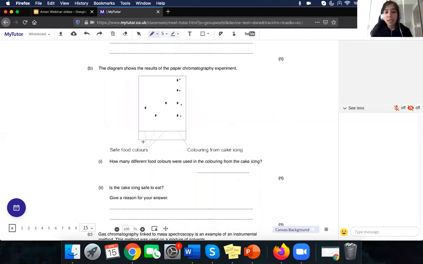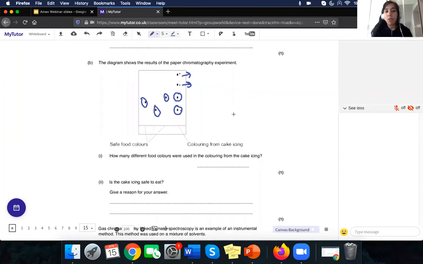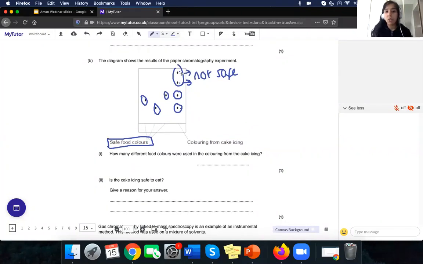All right, so it says that the safe food colours are this one, and this one. If we look at our chromatogram, we can see that it's got one of the safe food colourings, it's got the second safe food colouring, but the third and fourth food colorings are not one of the safe ones. So what that means is that actually it's not safe to eat. Well done for everyone that said no. For the people that said yes, just remember to look at the chromatogram and have a look at what it's saying. It says these are the safe food colors, so these two over here are not safe. They're not one of the safe ones, so we have to say no. The reason is that it's got two colorings in it that aren't part of the safe food colors.